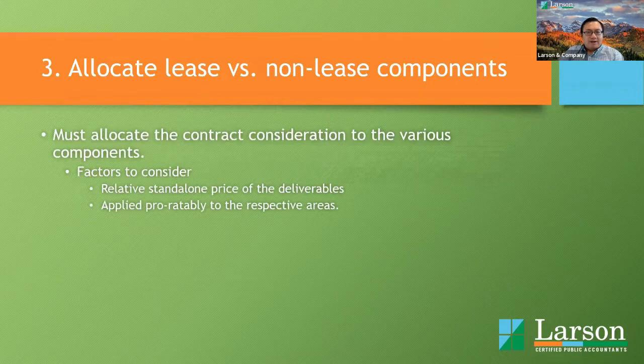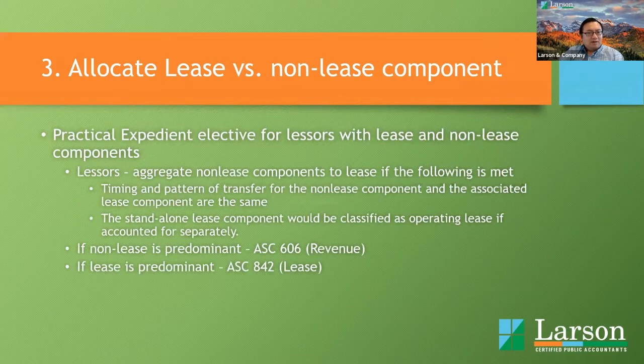So after we have identified the components as well as the consideration, then we need to talk about lease versus non-lease, how we allocate the consideration to lease versus non-lease components. So a factor to consider is that you need to see if you can find a relative standalone price of each deliverable, and then apply it proportionately to the respective areas. We're going to go through an example of that a little bit here.